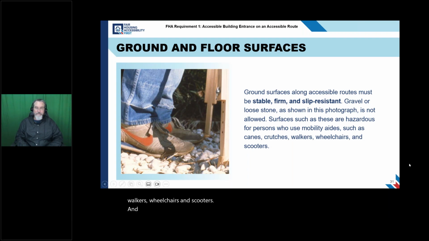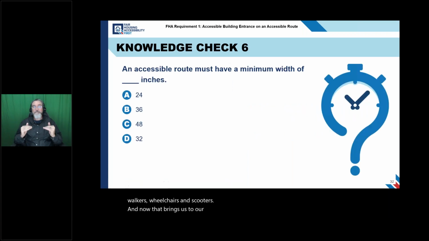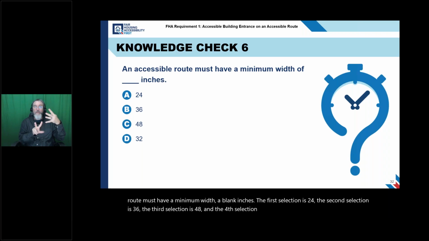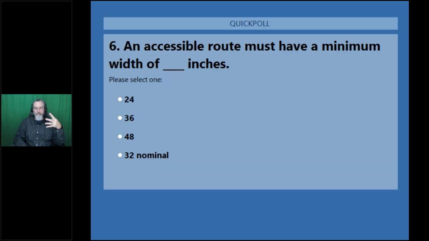And now that brings us to our next knowledge check. Knowledge check 6 reads, an accessible route must have a minimum width of blank inches. The first selection is 24. The second selection is 36. The third selection is 48. And the fourth selection is 32. And so now we will launch this poll so that you may submit your answers.